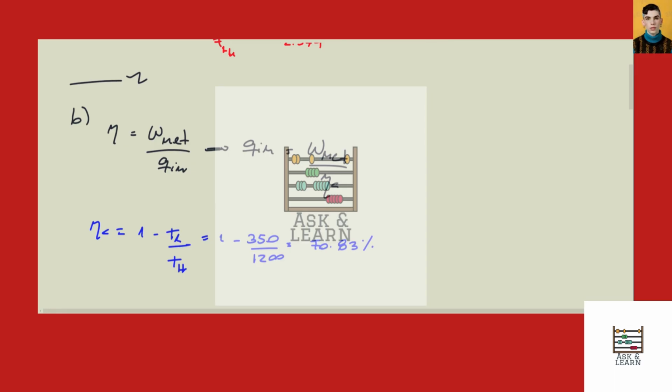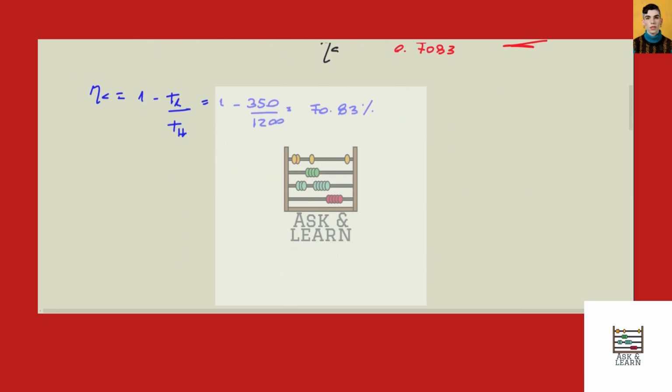Well, now that we have the efficiency, we also know the net work, because the problem gives us. Therefore, the input is going to be 0.5 kilojoules divided by 0.7083, which gives us an input energy of 0.706 kilojoules. That's the second answer.